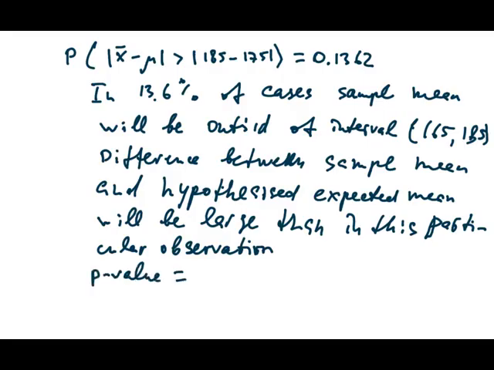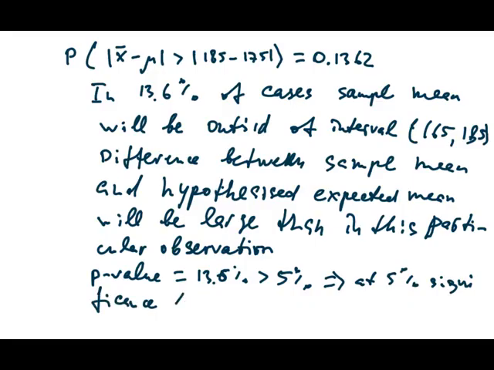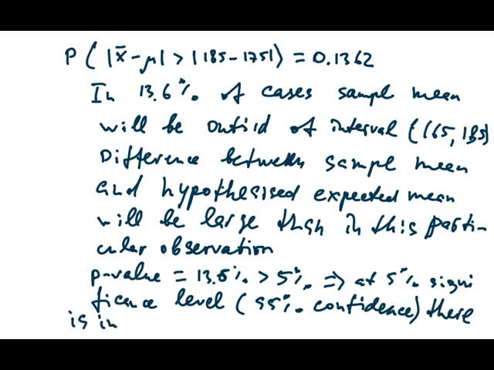The p-value equals 13.6%, which is, let's say, more than 5%, and therefore at the 5% significance level, which corresponds to 95% confidence level, there is insufficient evidence to reject our hypothesis.